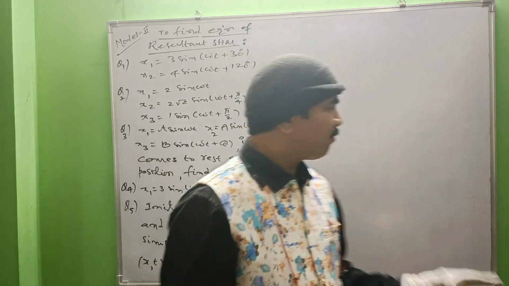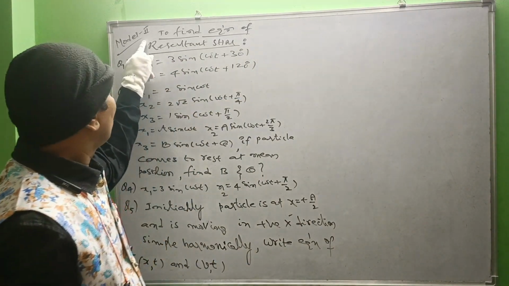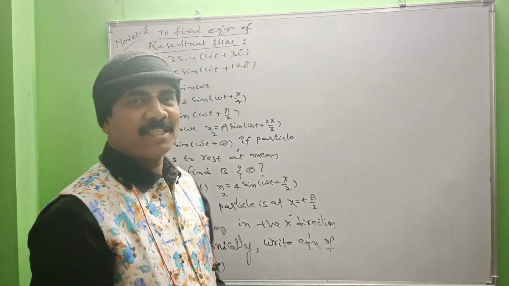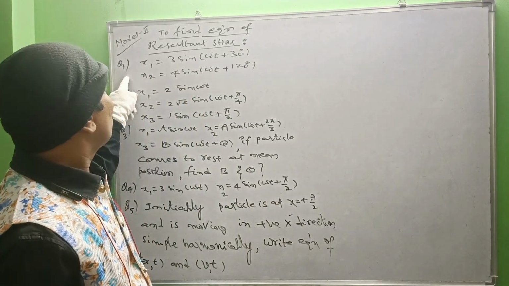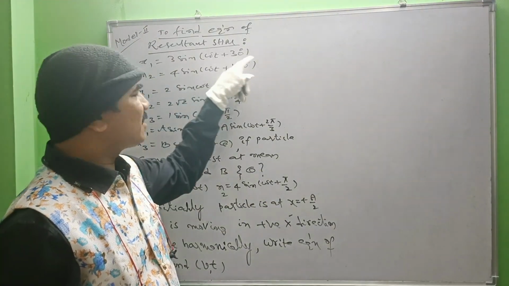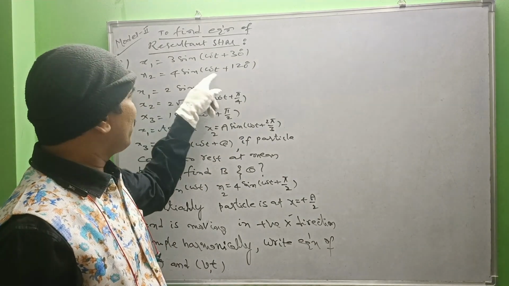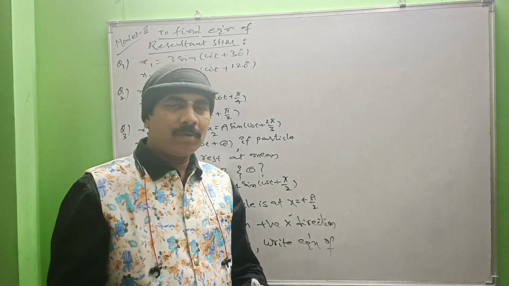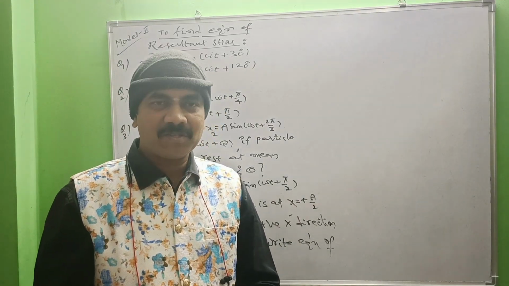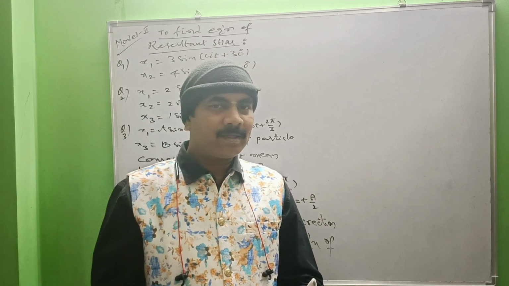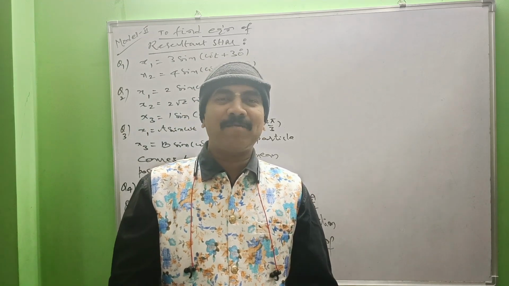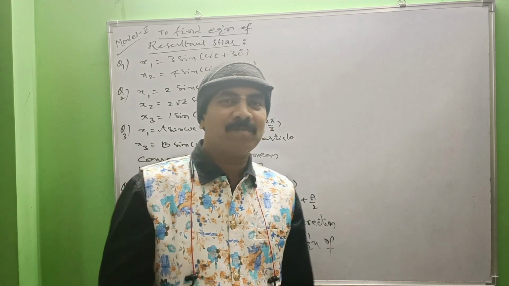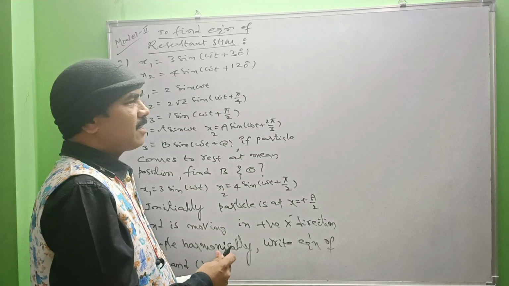Let us see. This is model number 2: to find the equation of resultant SHM. First question: x1 equal to 3 sin(omega t plus 30) and x2 equal to 4 sin(omega t plus 120). These are the expressions for two individual simple harmonic oscillations. When a particle is reached by these vibrations simultaneously, what is the expression for the resultant oscillation of the particle? That's what we need to find.